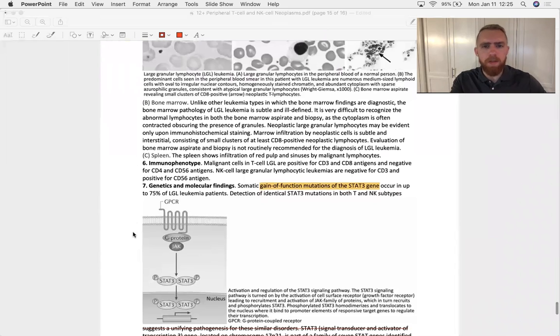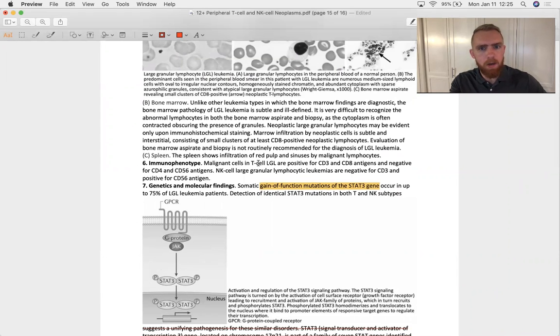So this large granular leukemia is the one that likes to be positive for CD8. If it's the T cell cancer, I think this is the only CD8 positive T cell cancer in this SDL. If it is the NK phenotype, you see CD56 positivity.